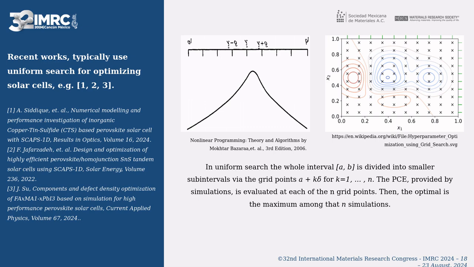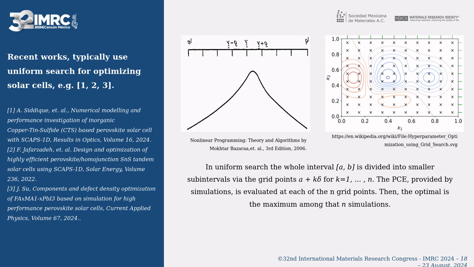Uniform search is a brute force technique. It begins by defining the parameters to be optimized and the range of possible values for each parameter. These values create a grid of points, where the solar cell is simulated using SCAPS, which is a widely recognized simulation software.